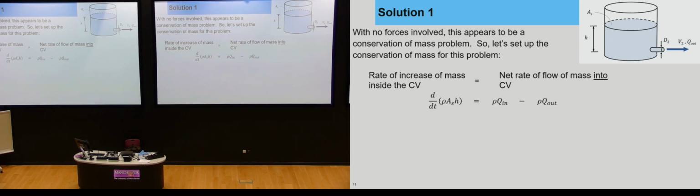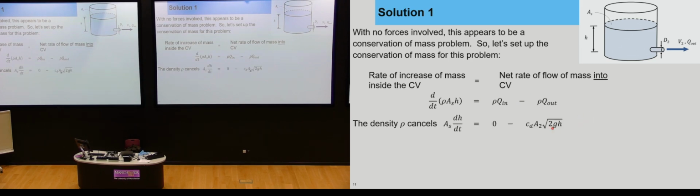When we express that mathematically, the mass at any point in time inside the tank is equal to the density times the volume, so rho times AS times h. The rate of change of that mass is the derivative with respect to time, so this is the rate of increase with time. Now, the net rate of flow of mass into the control volume is the mass flow rate in minus the mass flow rate out, so it's rho Q in minus rho Q out. The densities cancel. They're constant, not changing with time, so that's nice and easy. And we're left with this equation.